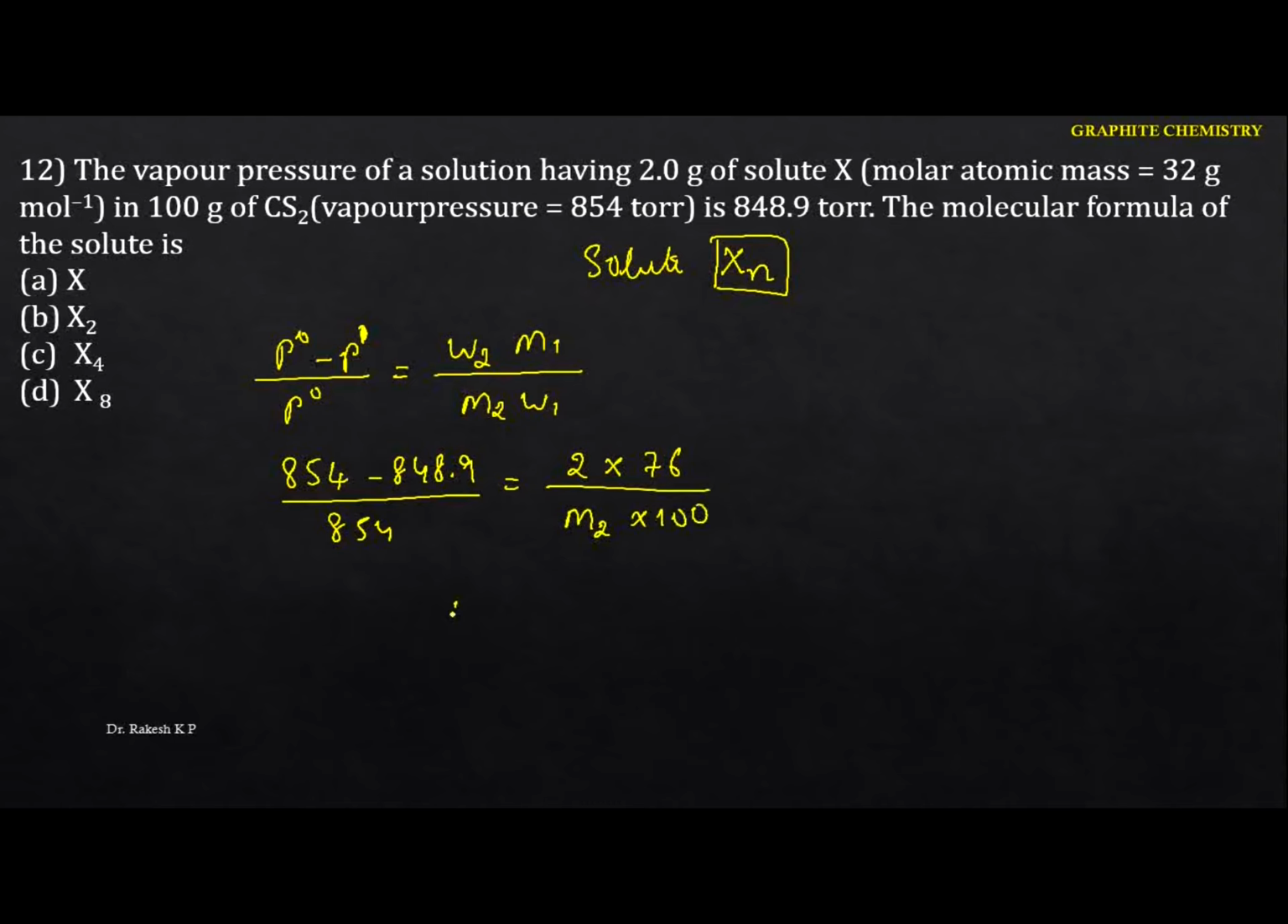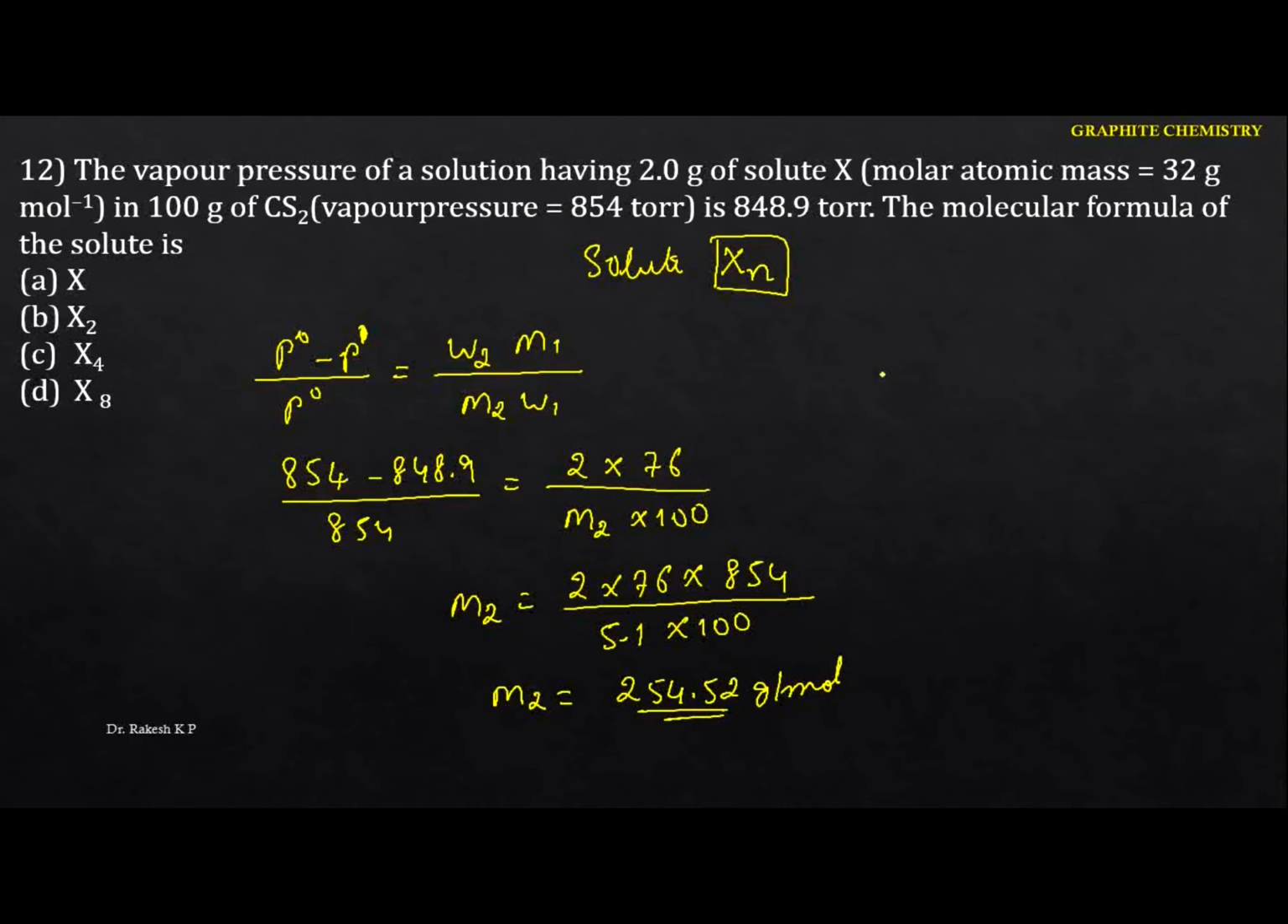That means the M2 value becomes 2 into 76 into 854, divided by 5.1 into 100. Hence the M2 value, if you do the calculations here, we are going to get 254.52. This is the molar mass we got, in gram per mole. But what you have to calculate is the molar mass of Xn, that means this n we have to calculate.